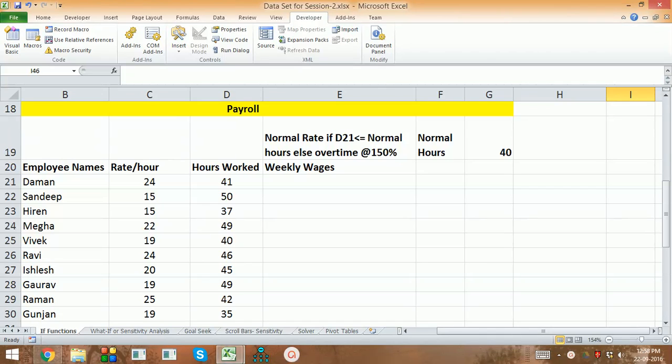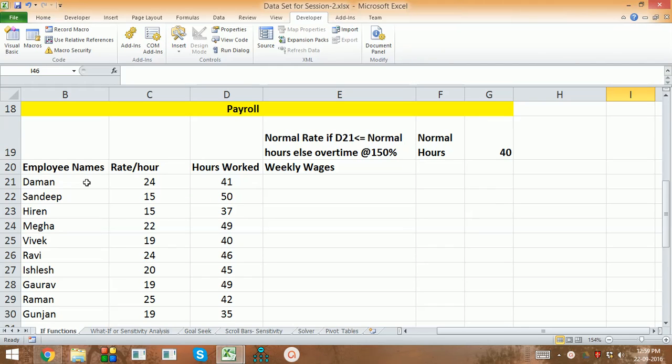Next, we will try the IF function in a more advanced situation. The situation is that we have these 10 employees. In column C are the rates that they get on an hourly basis, and in column D we have the number of hours that each employee worked during a particular week.